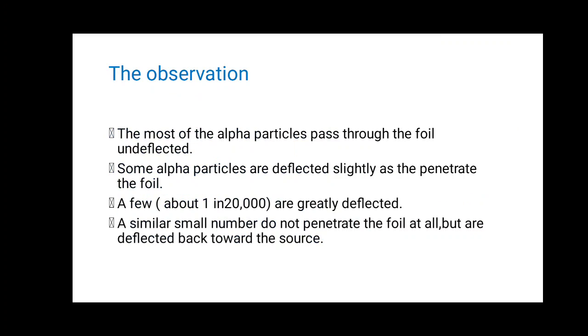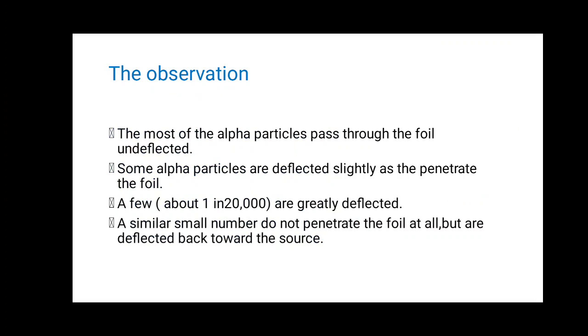Next, after the experiment he observed that most of the alpha particles pass through the foil undeflected. Second, some alpha particles are deflected slightly as they penetrate the foil. Third, a few are greatly deflected. Fourth, a similar small number do not penetrate the foil at all but are deflected back toward the source.